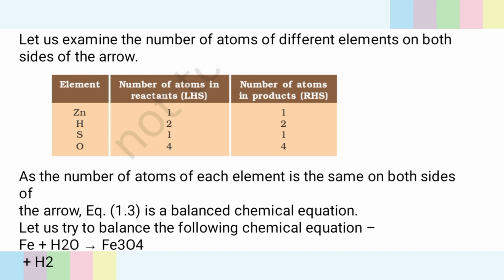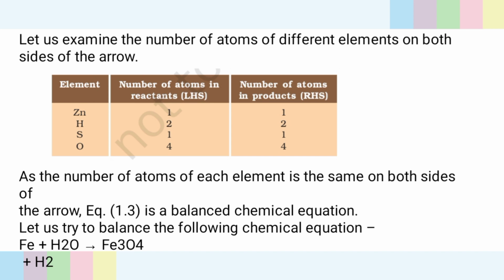So this is a balanced equation. You need not balance here. We saw that the number of atoms on the reactant side and the number of atoms on the product side are the same. So we have 1 zinc atom, 2 hydrogen atoms, 1 sulfur atom, and 4 oxygen atoms on both sides. As the number of atoms of each element is the same on both sides of the arrow, equation 1.3, that is zinc reacting with the sulfuric acid, is a balanced chemical equation.